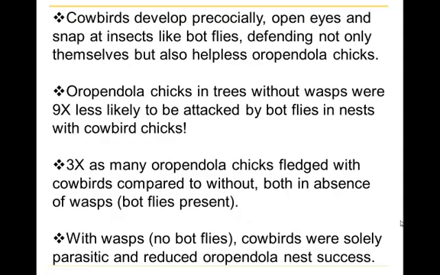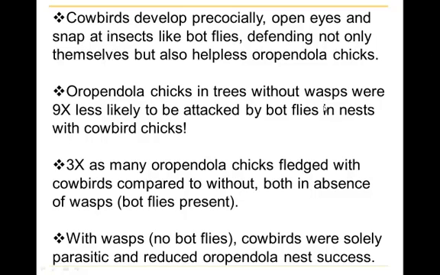Now, here are some conclusions that are interesting, and this is after long years of study of this system. Cowbirds, remember, they develop what we call precocially. That is, they open their eyes very early, and they actually are capable of snapping at insects like botflies. And they defend not only themselves, but they also defend the helpless oropendula chicks. Aha! So we're seeing that the cowbirds, when they are there and there are no botflies, are parasitic, but when they are there and there are botflies, they serve a useful purpose. They can help to defend the oropendula chicks.